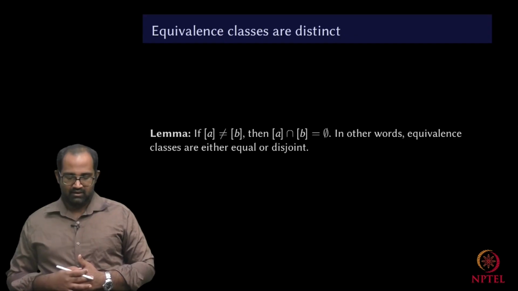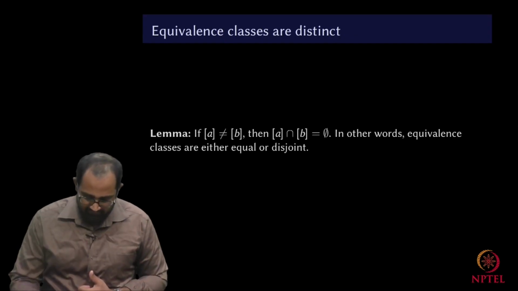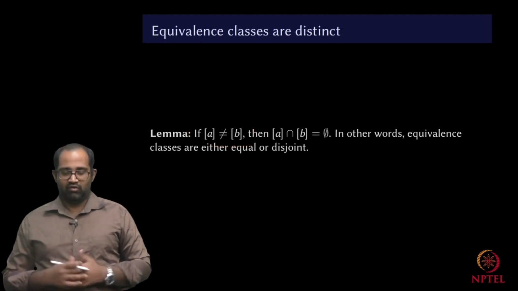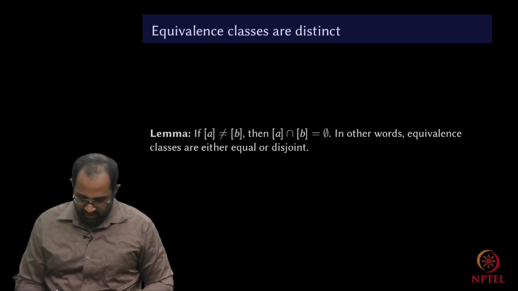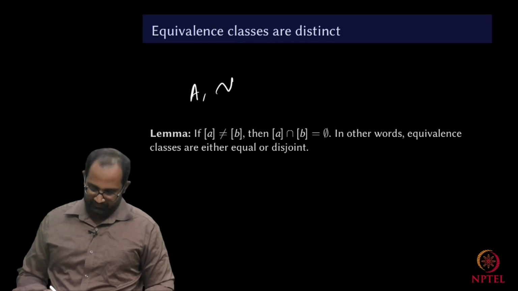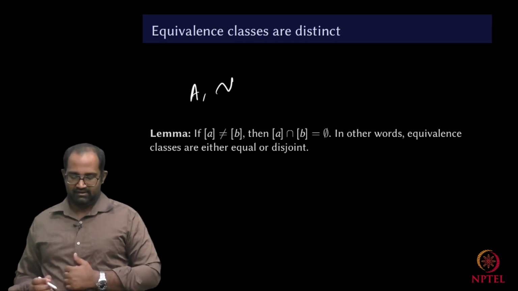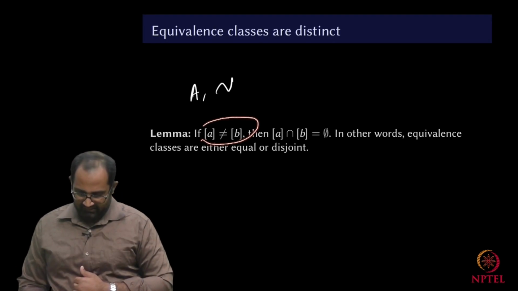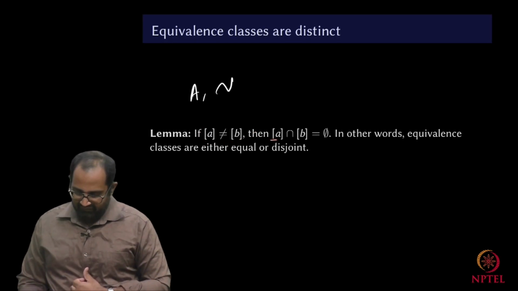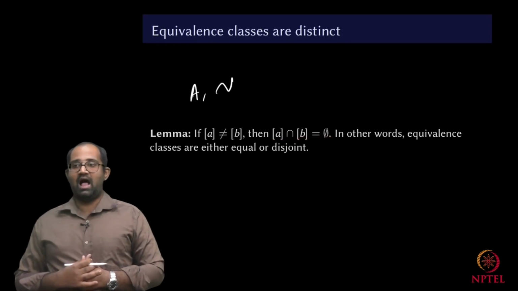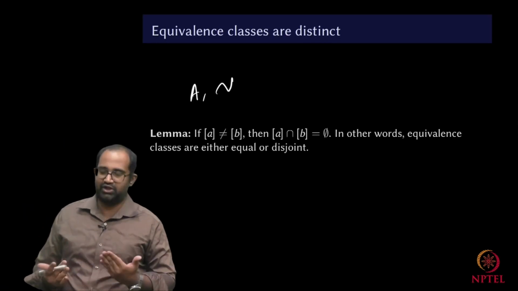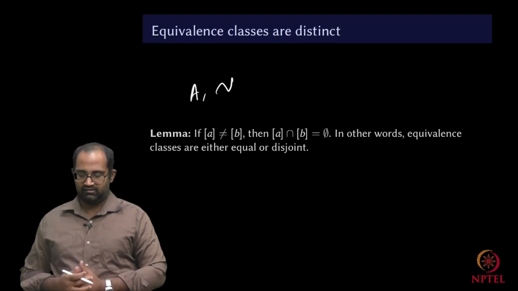So, first lemma: if you have two equivalence classes that are not equal. I will not repeatedly write, the setup is you have a set A and an equivalence relation tilde on it. Okay. So, what this first lemma says is that if you have two equivalence classes that are not the same, then they are in fact disjoint. So, either two equivalence classes are equal or they are disjoint. This is crucial because we want to get a partition out of an equivalence relation.